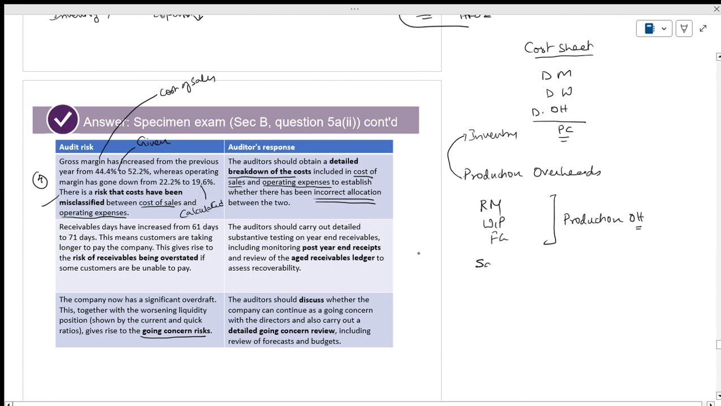First thing, they have taken the sales. Then they have taken cost of sales. Then they have taken the inventory. Inventory is part of this. Then they have to talk about gross profit and operating profit. Then they are talking in terms of receivables. Then they have taken into consideration the going concern.